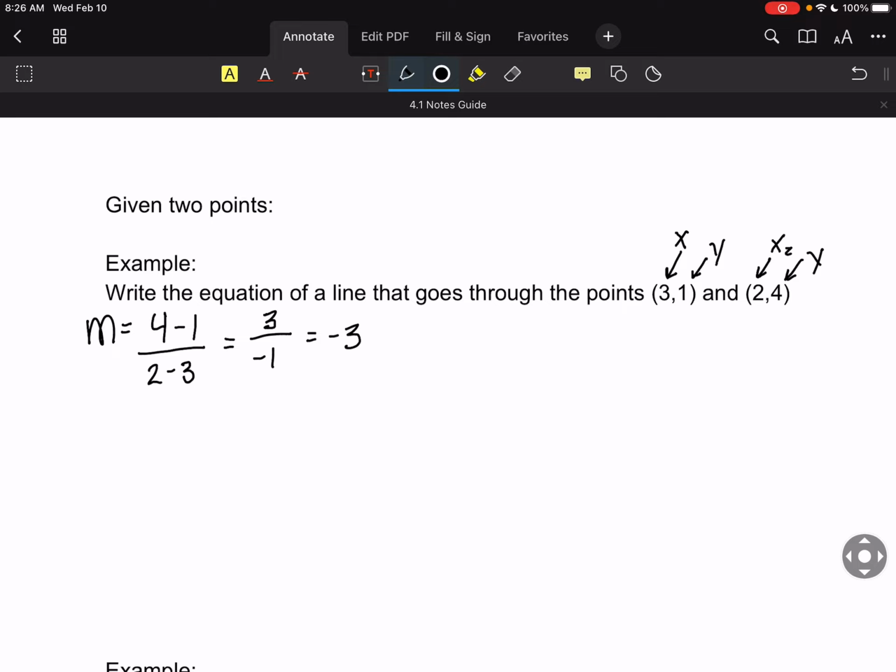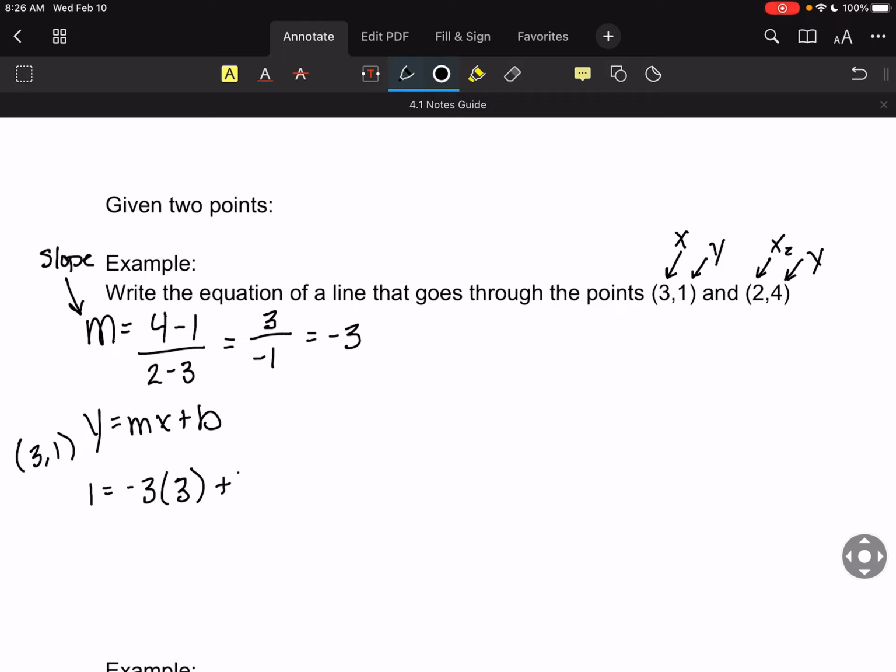I can use my equation, which is y equals mx plus b. Now I'm given 2 points, so I can choose which point I want to use. I'm just going to use the first point, so I can plug in 1 for y, negative 3 for m, and 3 for x. So I am using that point (3, 1), and I found my slope up here.